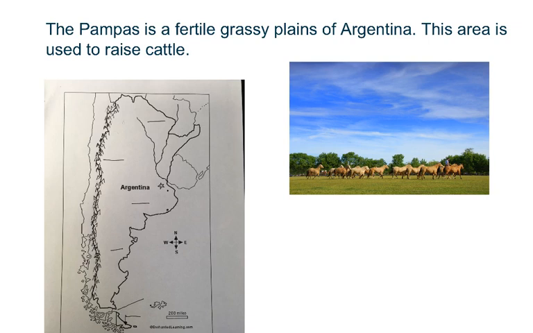Our next region, and we've talked about this one before, is the Pampas region. And the Pampas, as we've learned, is a fertile grassy plains of Argentina, and this area is mainly used to raise cattle or other types of livestock. A lot of flat land, a lot of farming happens in this region, and this is primarily where a lot of gauchos lived.